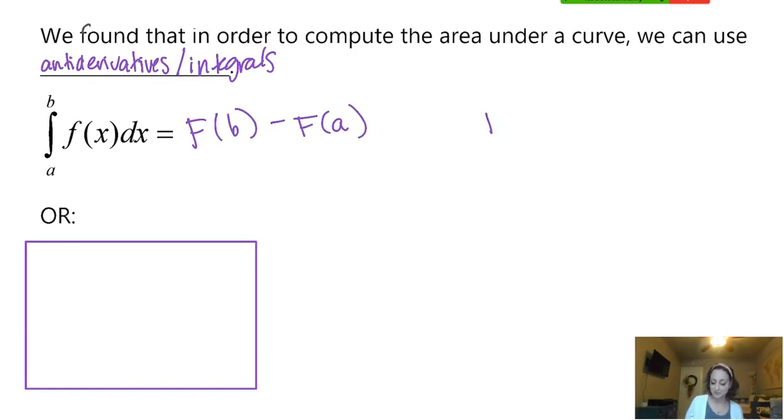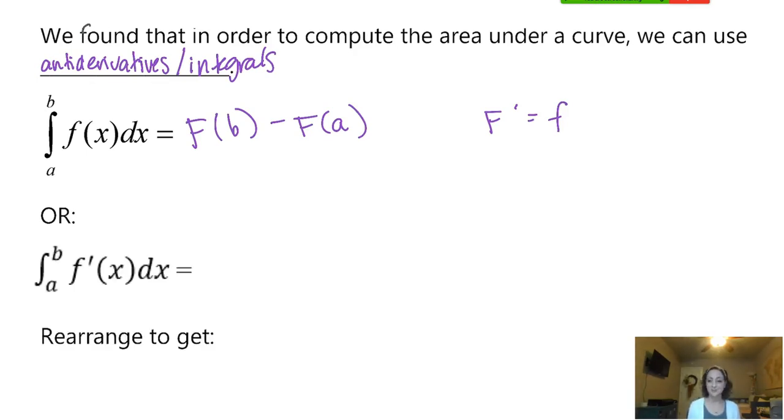And again, what is capital F? Capital F is an antiderivative for little f. In other words, the derivative of capital F is little f. Another way to think of this: can you write the integral from a to b of f prime of x dx? If I want to find this definite integral, I first need an antiderivative for f prime, which would be just regular f. So this would be f of b minus f of a, because f is the antiderivative of f prime.